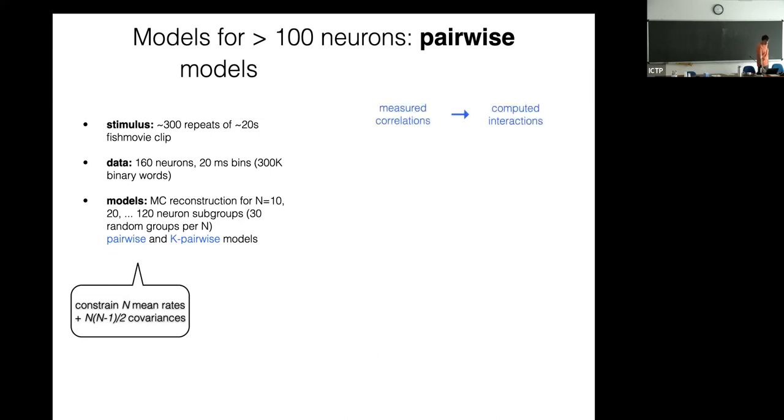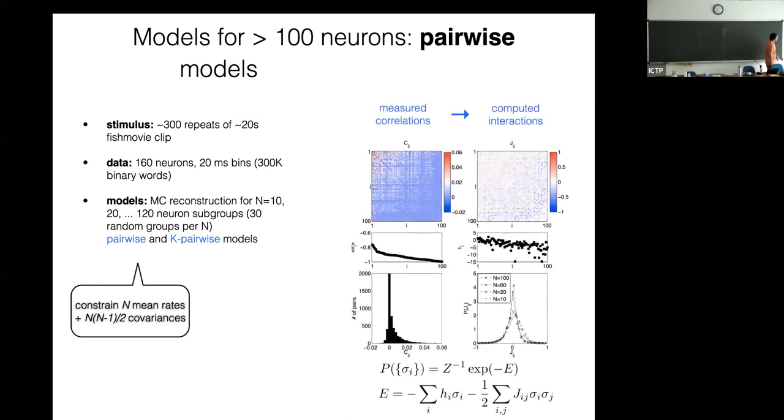And so here is how the thing looks. In the left column, you have what's measured. So this is now a 100 by 100 correlation coefficient matrix. In this case, why is it red up here? It is because the neurons have been sorted by their firing rate, and there is some correlation between the firing rate and the correlations. So that's why there's red here.